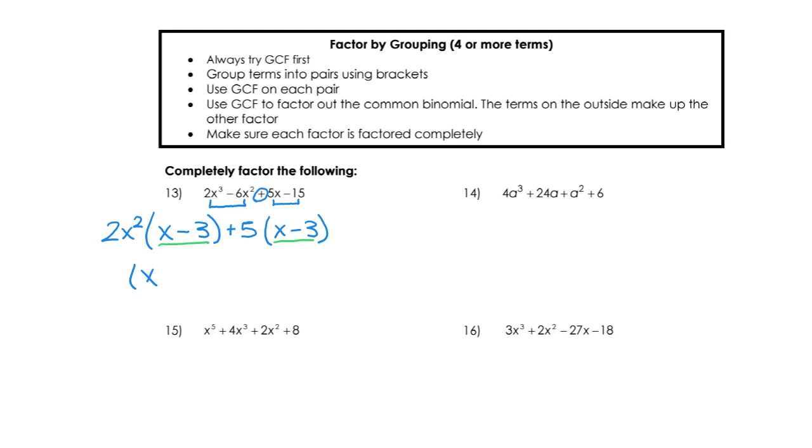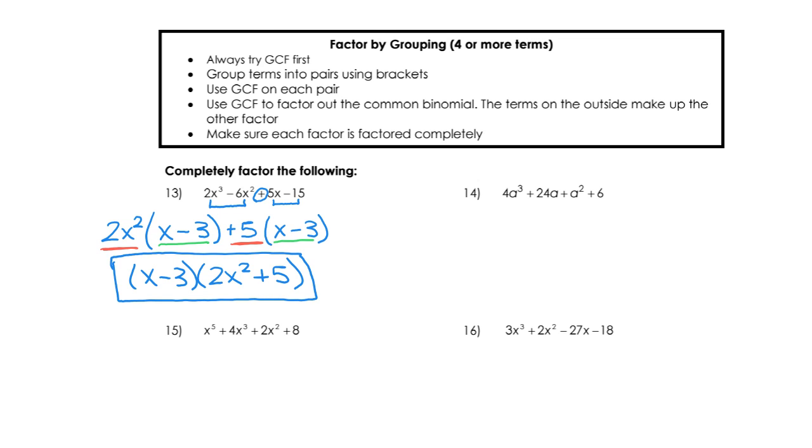Therefore, we pull out the x minus 3 as our first factor. If the x minus 3 has been pulled out, the only things that are left are what I call the guys on the outside, the 2x squared and the plus 5, and we go ahead and push them closer together, and they become our second factor of 2x squared plus 5. And that is how you factor by grouping. So let's try the next one.